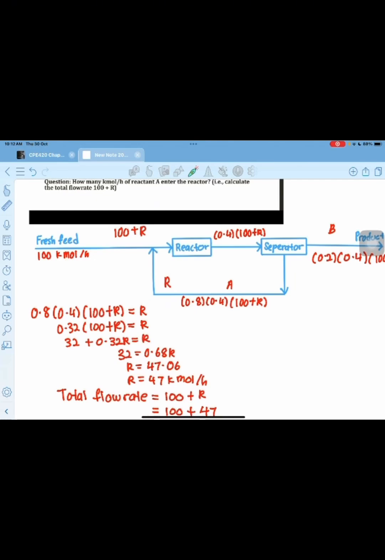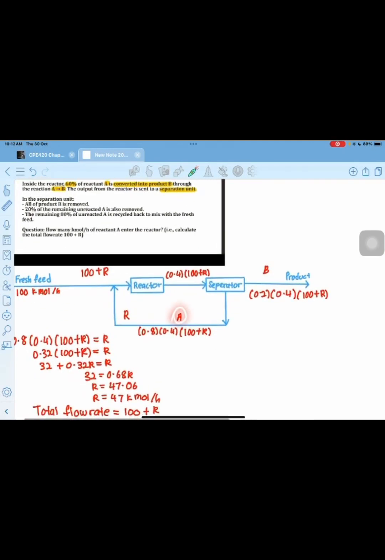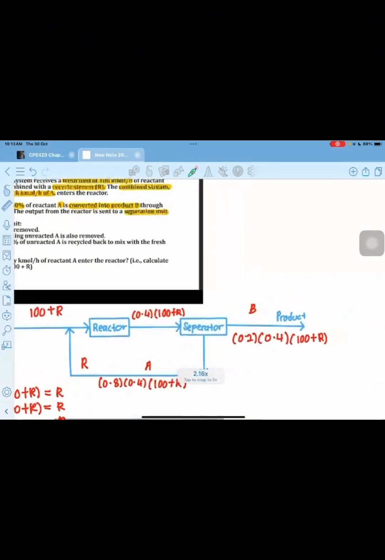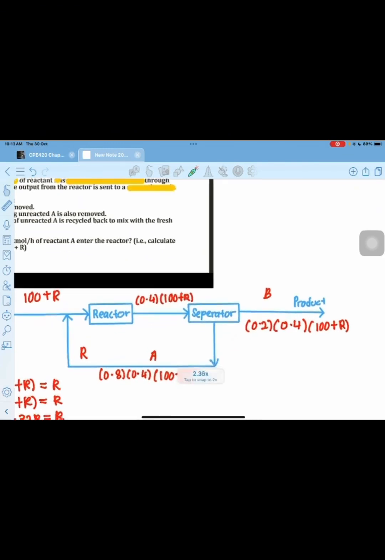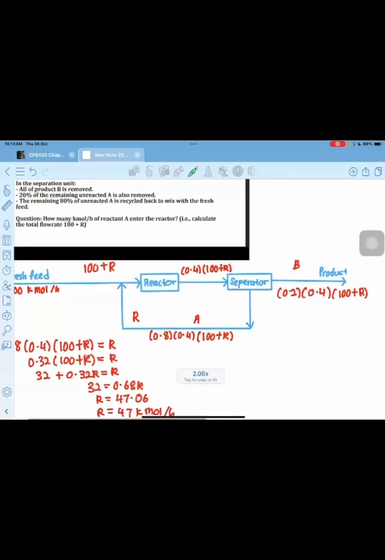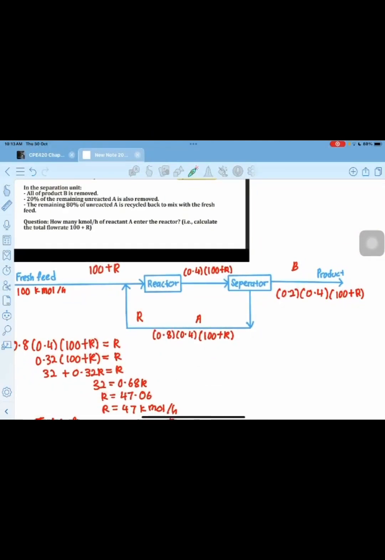Then we are going to separate all the B here, so the recycle will only contain A. So we are going to get the total flow rate is 100 plus R, and we are going to remove 20% here, and we are going to get only the recycle remaining of 80% here. So we are going to calculate how many kilomole of reactant A go into the reactor.